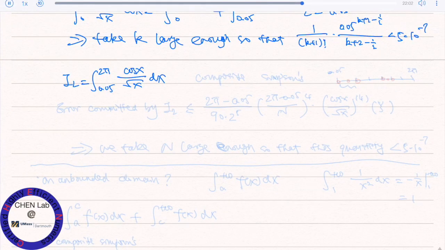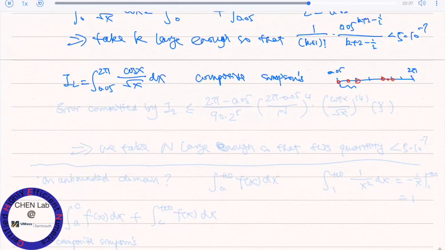Okay? We use the composite Simpson's, for example. We're going to divide this interval, 0.05 to 2 pi, into many pieces. On each piece, as we explained last week, we'll do 3 points, and here again 3 points.